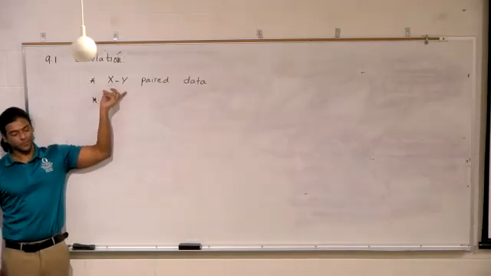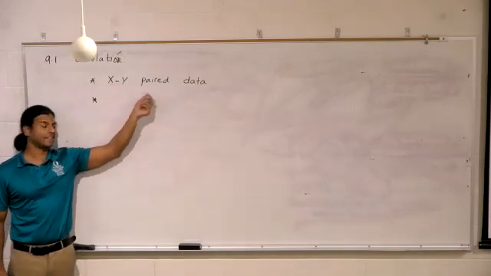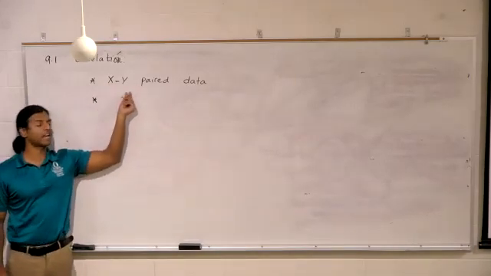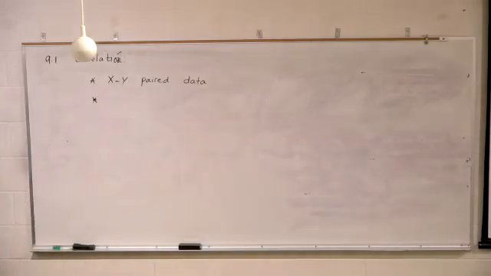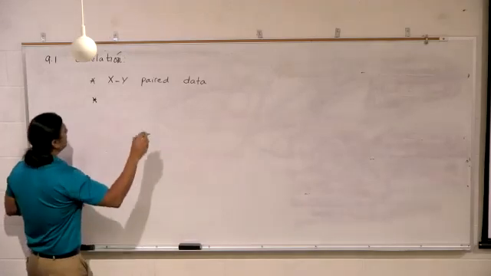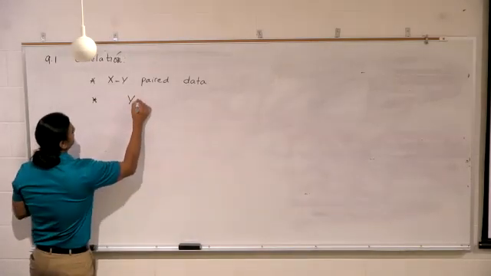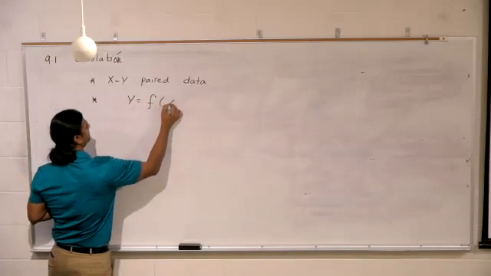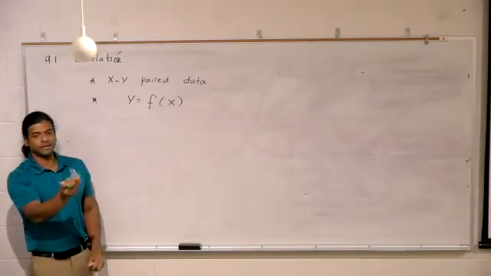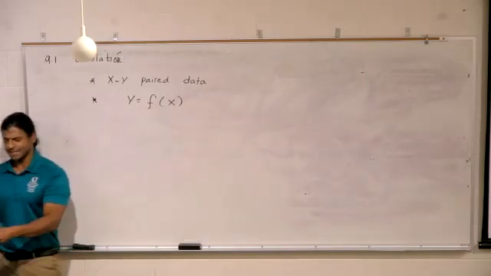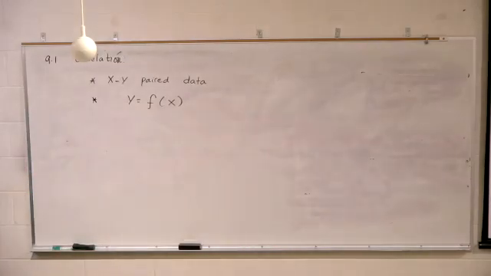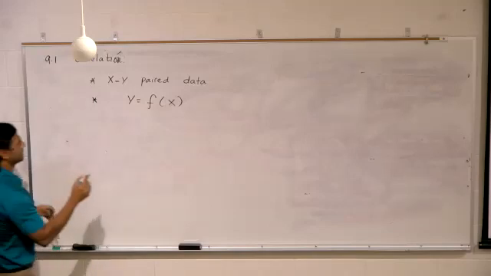So X, Y hard data, in the sense that for every value of X you have a corresponding Y value, and there is some sort of an association between the two. In mathematics or algebra, we have y equals f of x. And X has a name. What variable is X? Independent variable.